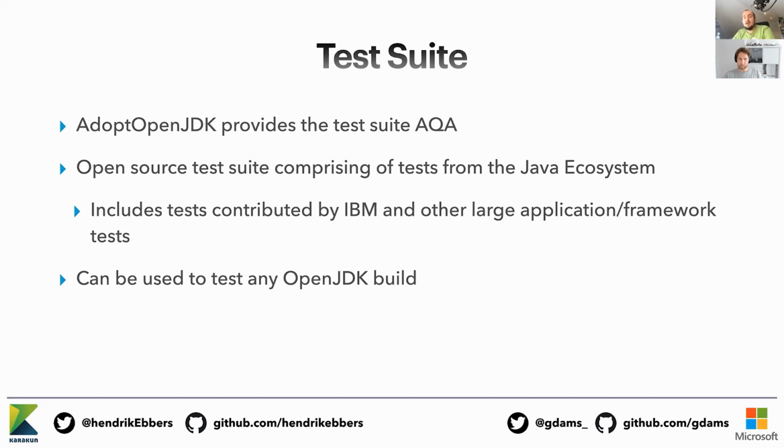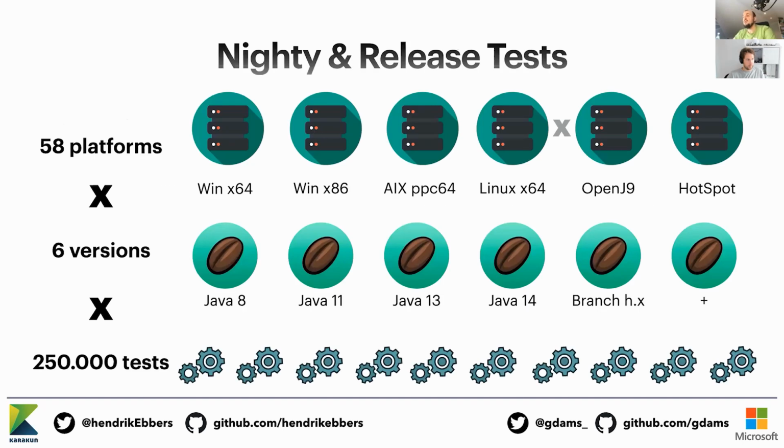And when talking about testing, this is quite a large number. So you've seen that we have binaries for Windows, for Mac, for AIX, for PowerPC. Then we provide HotSpot. Then we provide OpenJ9. For OpenJ9, we even provide 2 different kinds of builds with normal or large heap. So this at the end means that we have about 58 different platforms where we build Java binaries.